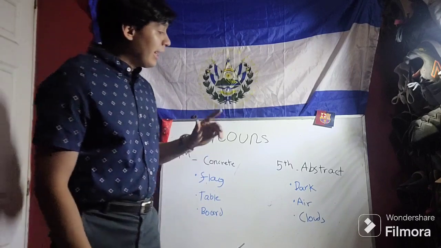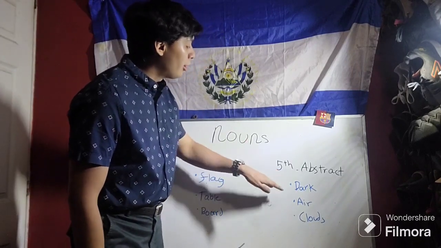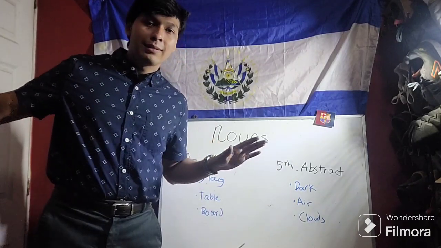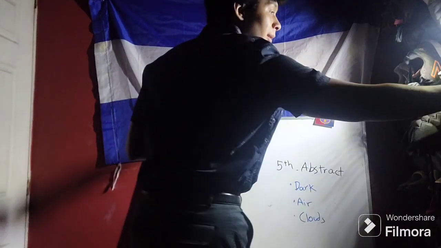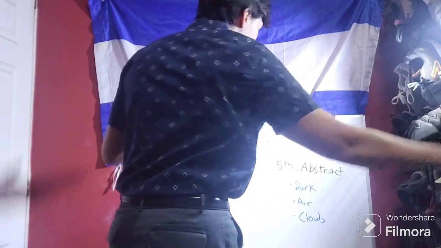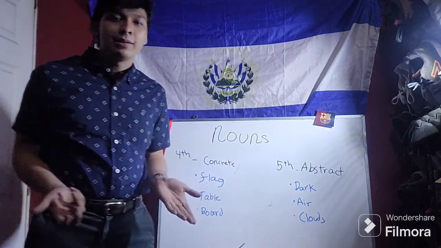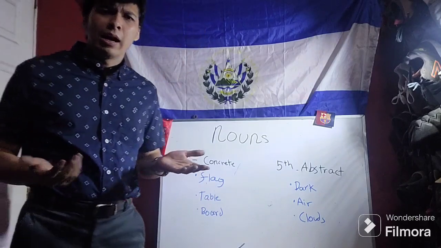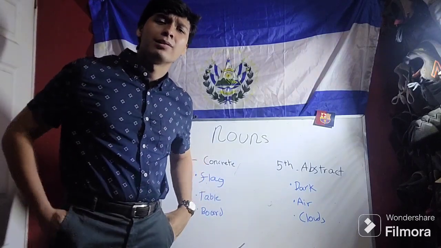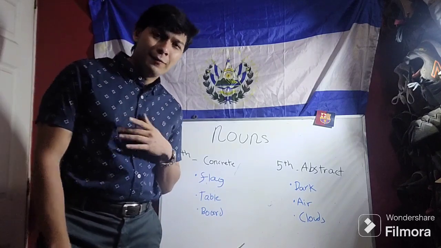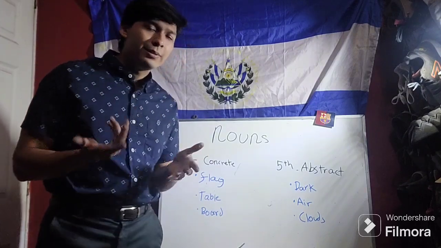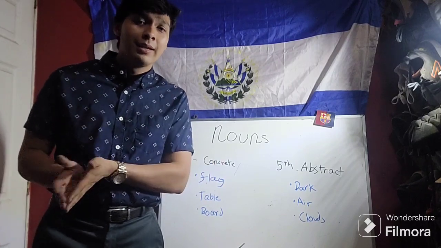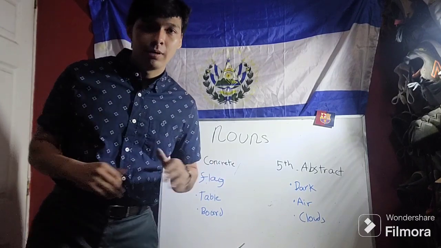In abstract nouns, we have dark, air, and clouds. The dark, you can't touch it. You can't touch the darkness. I can turn the lights off, but I can't touch the darkness. The air, I can't touch it. I just breathe it. And the clouds, have you ever jumped with a parachute? If you have, you might know that you can't touch the clouds. You just pass through them.